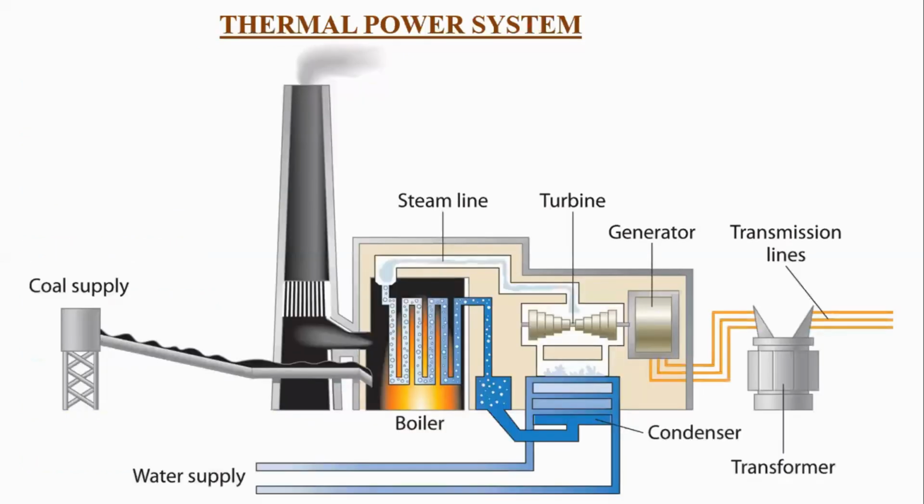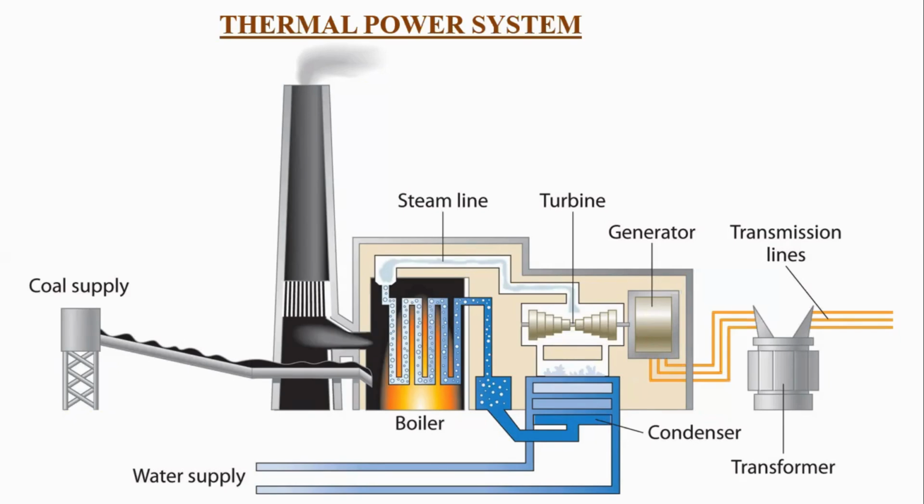You just see this slide. This is the thermal power system. What happens in the thermal power system? Thermal means heat. With the heat, the water is boiled and steam is produced. The main ingredients in this are coal and water, because coal is burned and water is heated. So when you heat water, what do you get? We get steam.